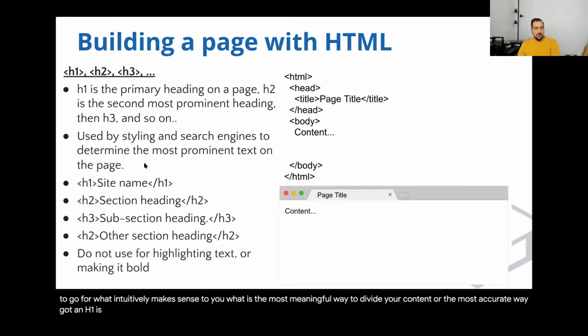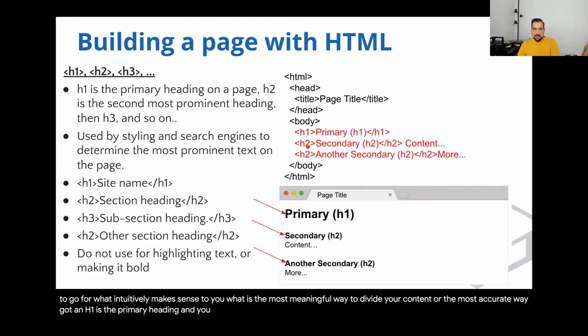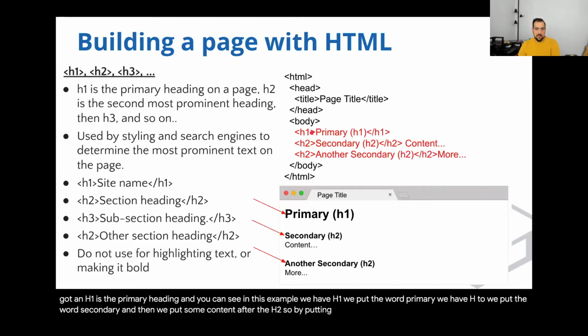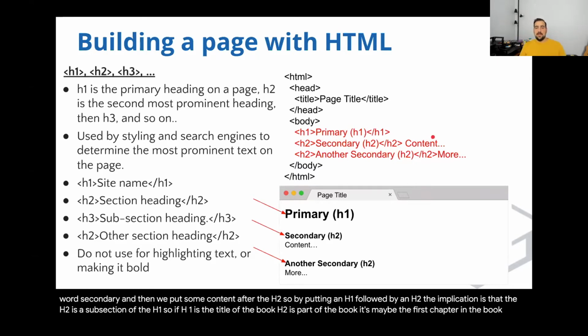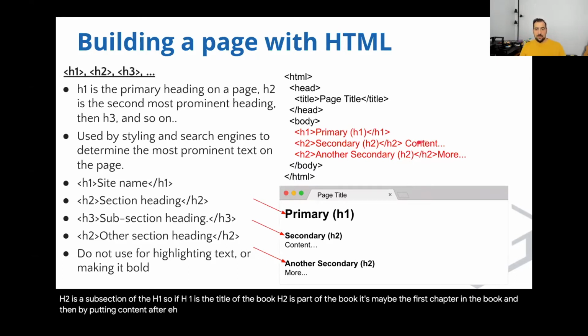So again, H1 is the primary heading, and you can see in this example, we have H1, we put the word primary, we have H2, we put the word secondary, and then we put some content after the H2. So by putting an H1 followed by an H2, the implication is that the H2 is a subsection of the H1. So if H1 is the title of the book, H2 is part of the book. It's maybe the first chapter in the book. And then by putting content after the H2, the implication is that content is part of this section.